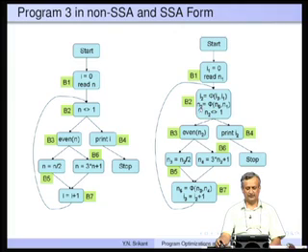The semantics is simple. When the phi operator is supposed to execute, depending on the arc through which this node is entered, the appropriate parameter is chosen. For example, if we enter through this, then the first parameter is chosen, and if we enter through this, the second parameter is chosen, and that is assigned to the left hand side.